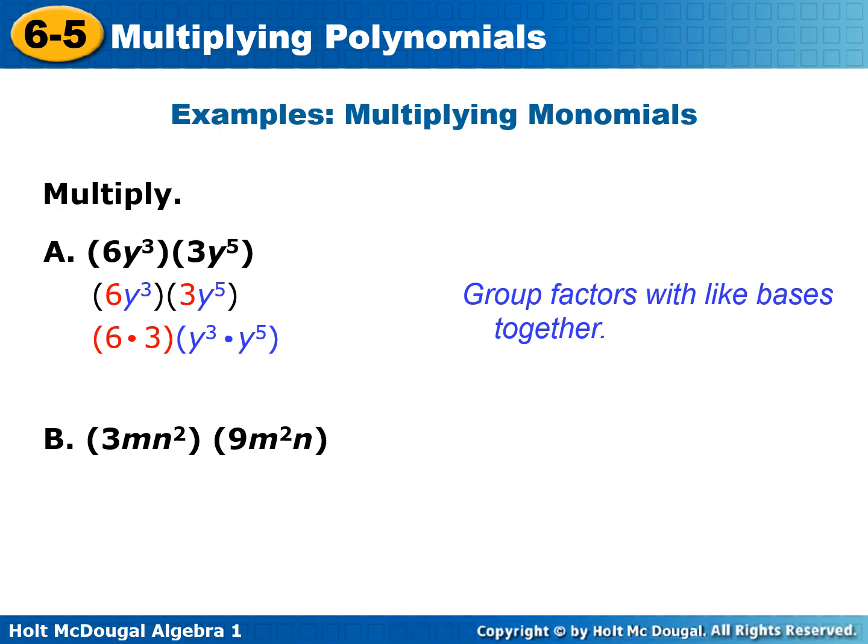By the way, we have to put the coefficients together. So we have 6 times 3. We put them together and we multiply. Same goes with those factors with common bases. So we have y to the power of 3 times y to the power of 5.